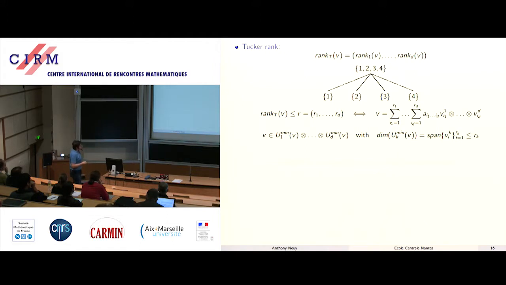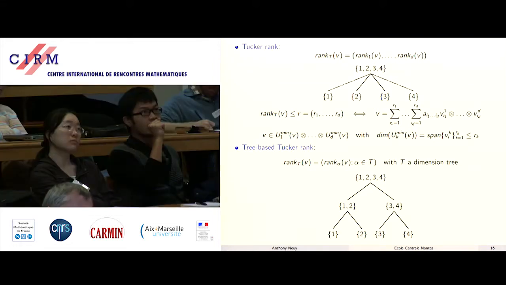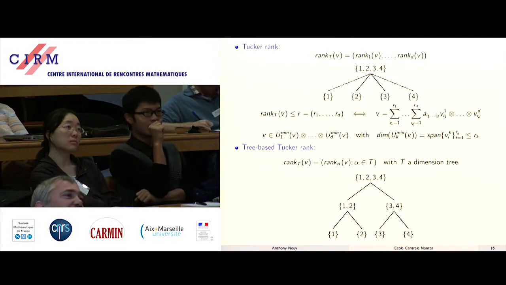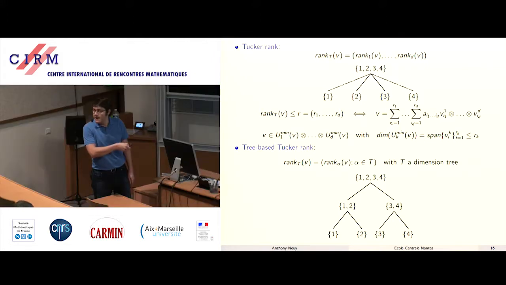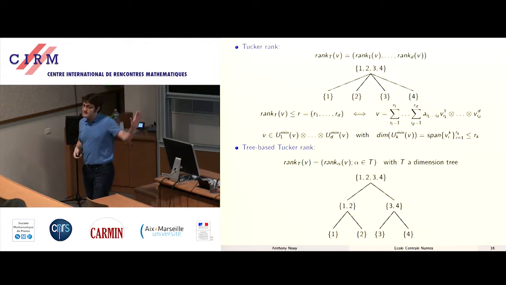And so there are other notions of ranks that have been introduced based on notions of trees. So you start with a tree of dimension like this. Dimension {1,...,4} is split into {1,2} and {3,4}, and then again {1,2} is split into {1} and {2}, and so on. And associated with this tree, you will have a notion of rank with each node of the tree.